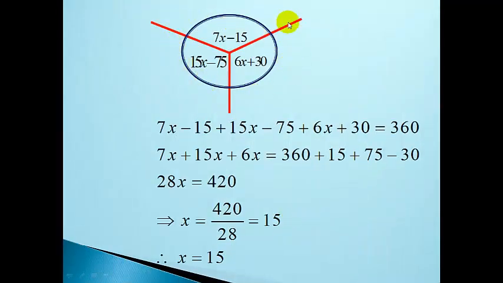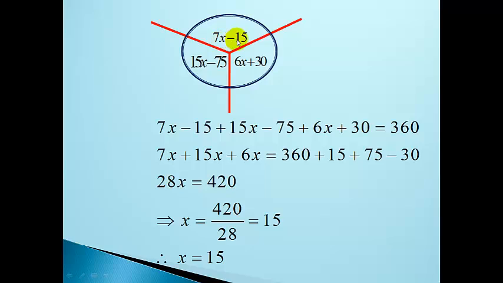Now let's consider the diagram. Considering the diagram as shown, we have three angles. We have 7x minus 15, we have 15x minus 75, and we have 6x plus 30. This forms a circle, and we know that the sum of the angles in the circular form is equal to 360. That means that when we add all these three angles, 7x minus 15, 15x minus 75, 6x plus 30 together, we have 360 degrees.